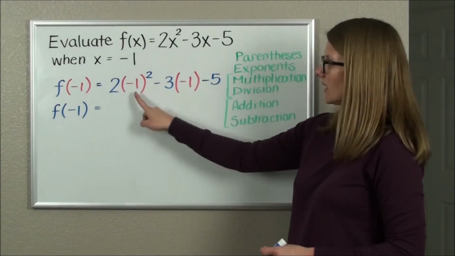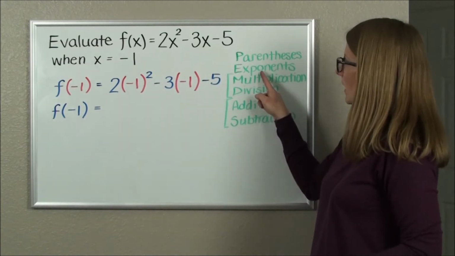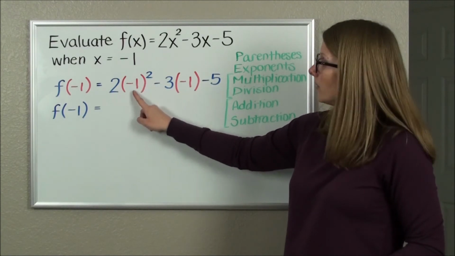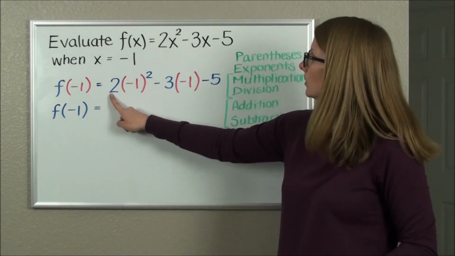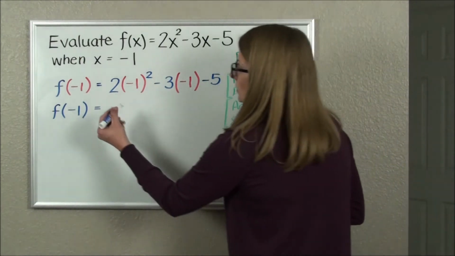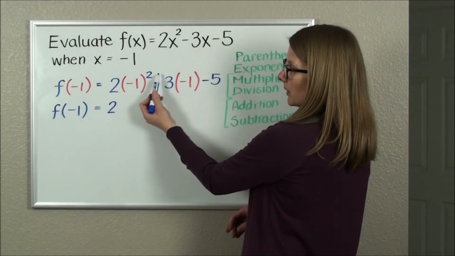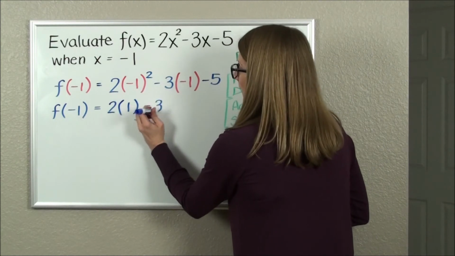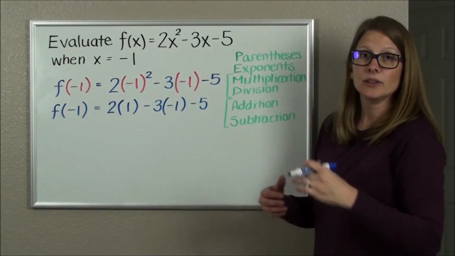I don't see any parentheses other than the ones I put in for my substitution. There's nothing to do inside them, so I'll skip that. I do see an exponent. There is a square. That square is weak. It only affects what it's touching. It's only going to impact the -1. It does not have enough power to reach the 2. And so I'm going to handle the square first before I move on to multiplication. So I'm going to leave the 2 there that's eventually going to get multiplied, and I'm just going to handle the exponent. -1 squared is -1 times -1, which is 1. And I'm going to leave everything else for right now.